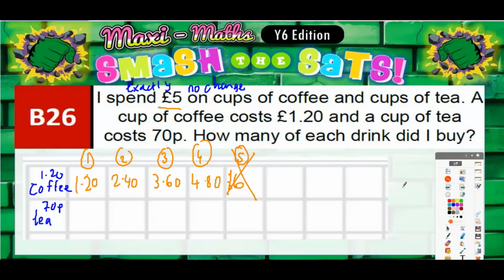Now let's do the same for cups of tea. So one cup of tea would be 70p. 2 cups of tea, another 70p, £1.40. Another 70p would be £2.10. Another 70p would be £2.80. Now, there's no reason why I couldn't have more cups of tea because I haven't gone over my £5 yet.